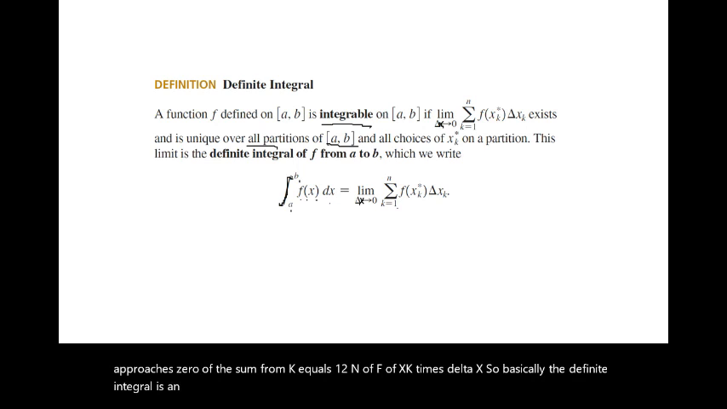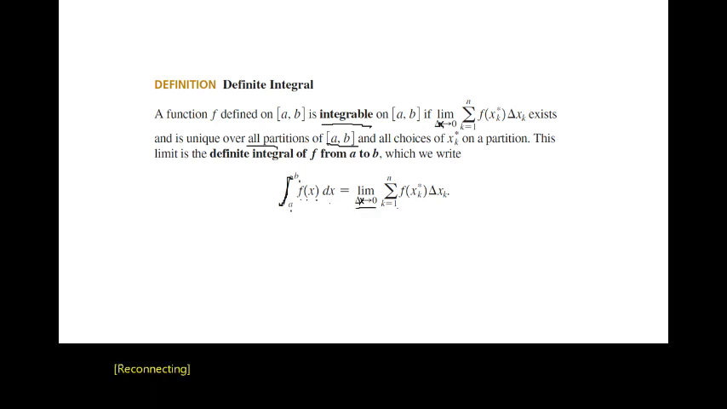The definite integral is the sum of an infinite number of rectangles. And remember, as the number of rectangles approaches infinity, the width of each rectangle, delta x, approaches 0. So if you were to take the limit as delta x approaches 0 of this Riemann sum, you would get the definite integral.